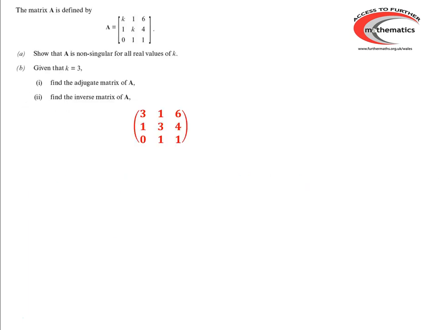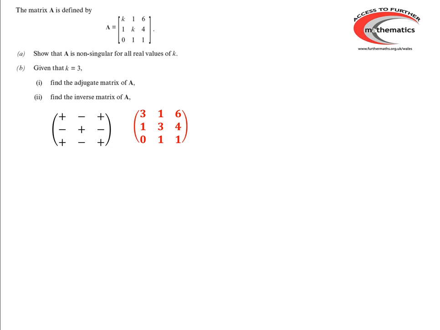Moving on, we've now got k equals 3, so our matrix A has a first row of 3, 1, 6, a second row of 1, 3, 4, and a third row of 0, 1, 1. So to find the adjugate matrix, we first of all have to find the cofactor matrix. And to find the cofactor matrix, we need to start off with this grid of pluses and minuses.